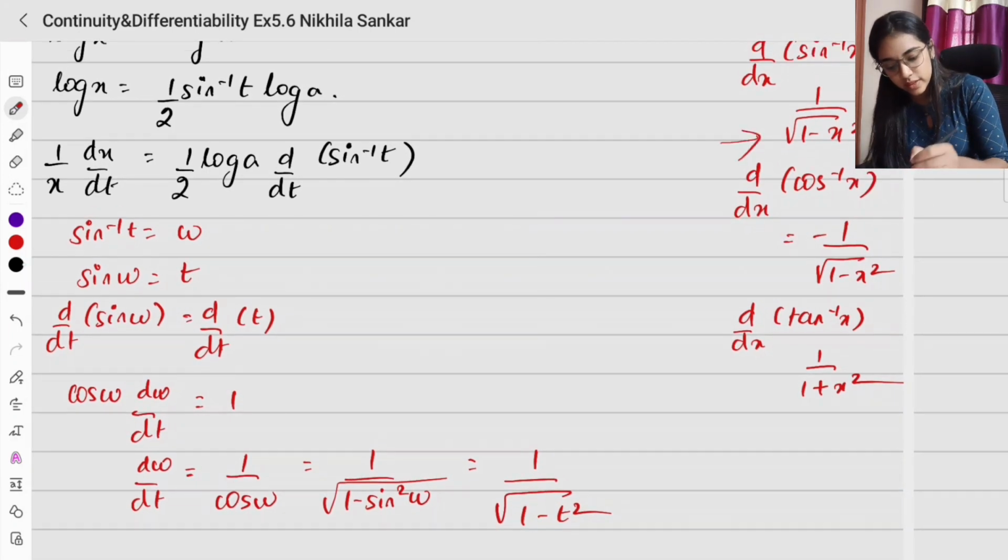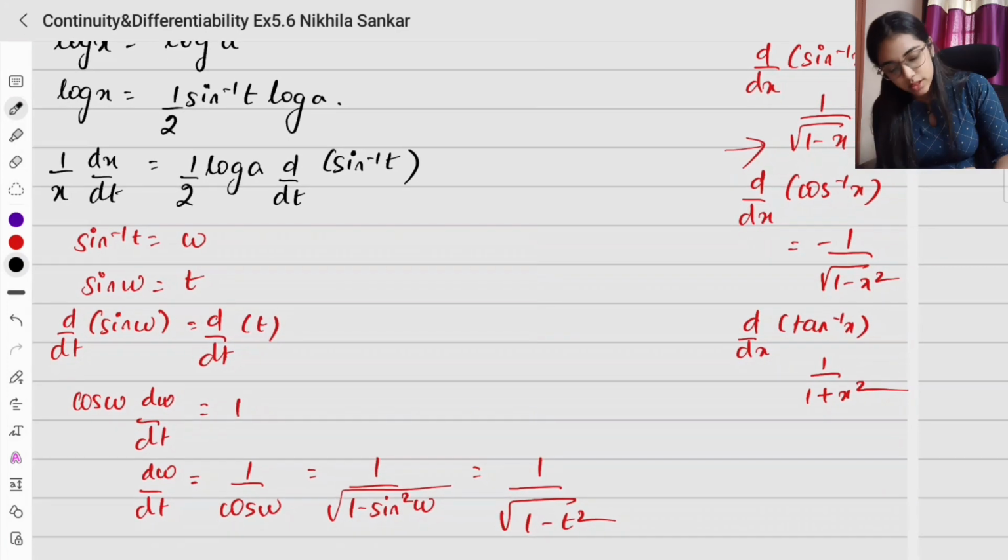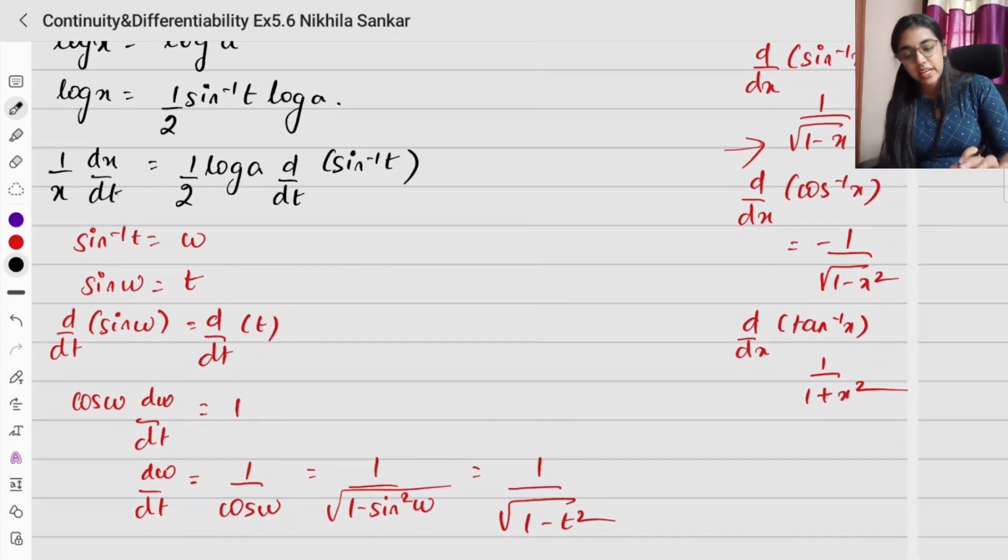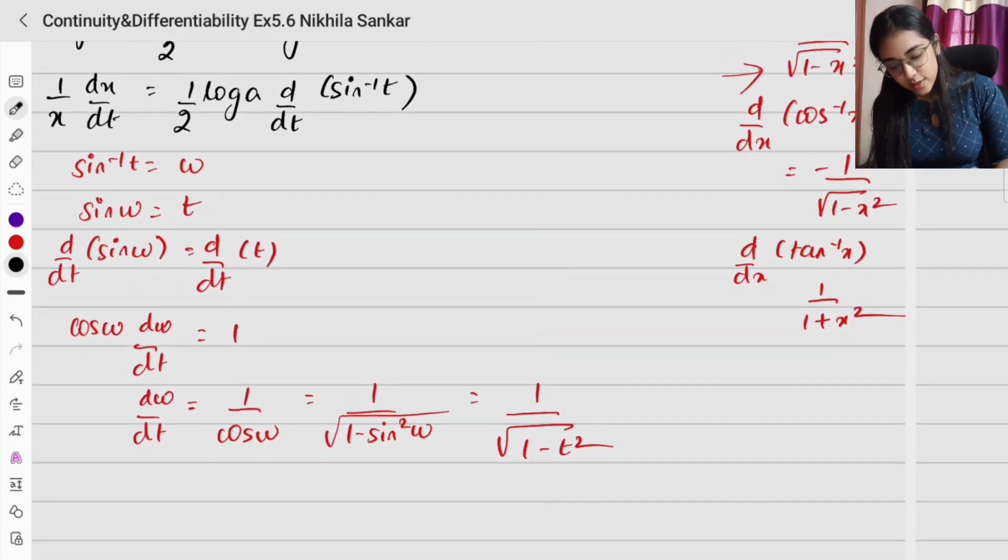In the proof, you have to remember this for every question. You have to remember that d by dx of sin inverse of t is going to be 1 divided by square root of 1 minus t square. Similarly, you have to remember this for cos, tan, cot, everything. So I found out this.